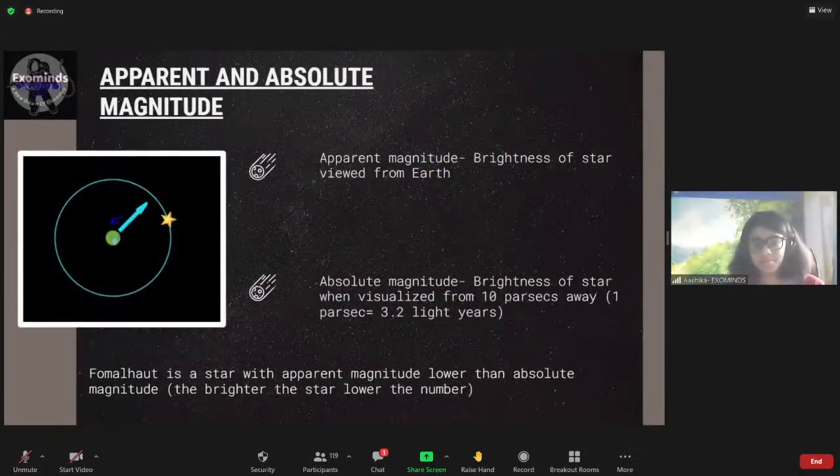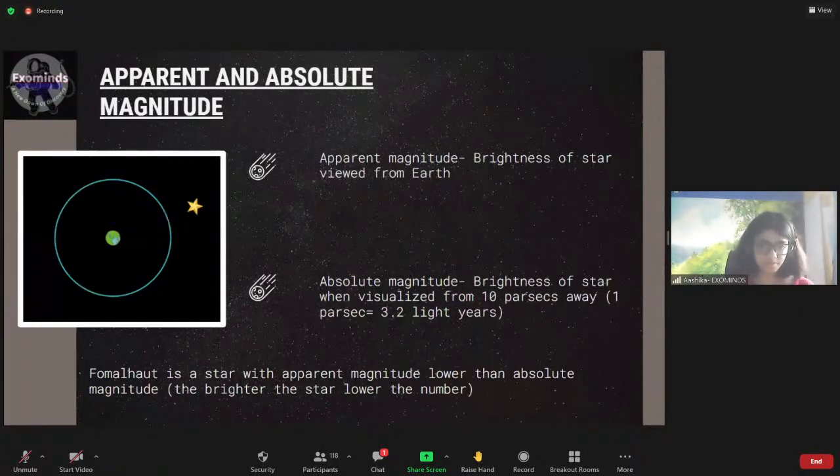Apparent and absolute magnitude. So what exactly is it? Many years ago, when astronomers looked up at the sky, they gave a magnitude of 1 to the brightest stars in the sky, and the stars dimmer than that got 2, 3, 4, and so on till 6. But when the telescope was discovered, they saw even more stars which were not visible to the naked eye, and they gave them 7 and above. So this is apparent magnitude. In very simple terms, it is the brightness of the star when viewed from Earth.